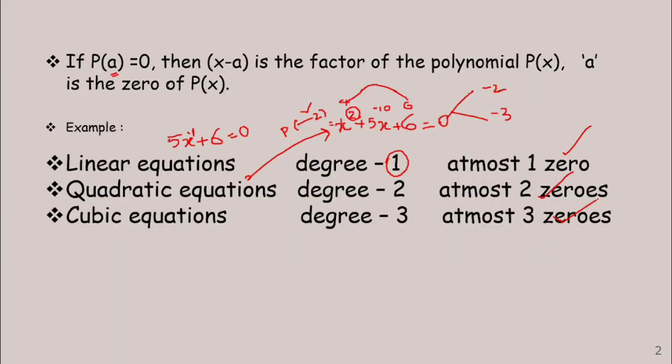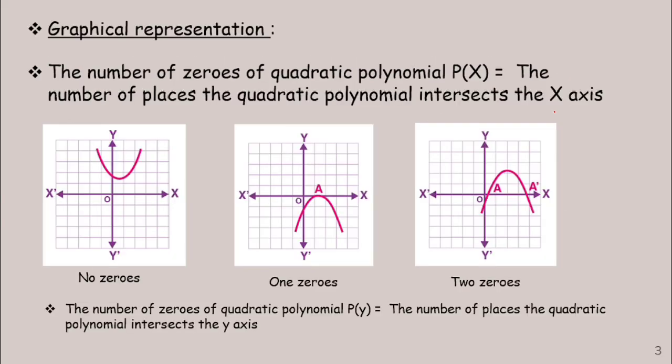Third point. In the previous slide we talked about the zeros we get when we solve the equation, like this 2 and this 3. After solving, we relate it with the degree, and that many zeros we can decide. But when it comes to the graphical representation, for example the quadratic polynomial P of x, where the equation is in terms of x, like x square plus 5x plus 6, whatever places the graph touches or intersects the x-axis, those many zeros it has. We know this representation is a parabola.